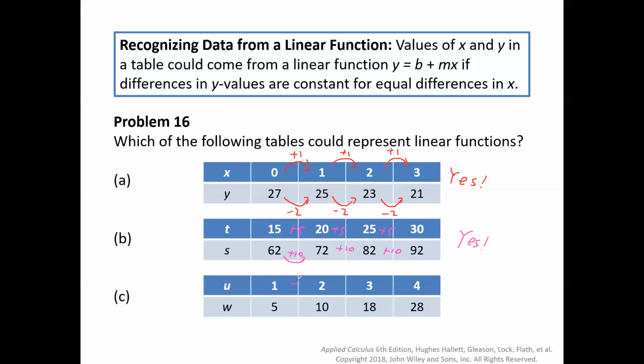And part C, that's plus 1, plus 1, plus 1, and the dependent variable is going to be plus 5, plus 8, and plus 10. So this is where we see that the x value, or the independent variable u, is increasing steadily, always adding 1. But the dependent variable w is not steady, adding 5 and then 8 and then 10. It's increasing faster and faster. So no, this is not a linear function.